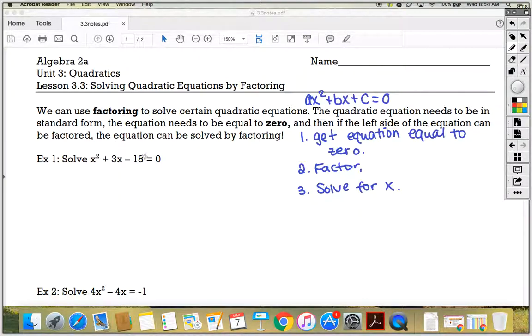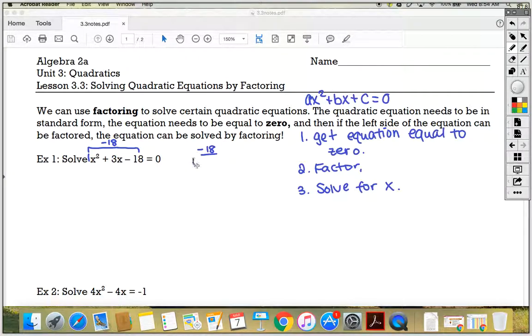So let's look at example 1. This one's equal to 0, so we're good there. It's also in standard form, so we can go ahead and do step 2, which is to factor our quadratic. There's a 1 in front, so remember we always multiply the front number by the last number. 1 times negative 18 is negative 18. So we're going to find factors of negative 18.